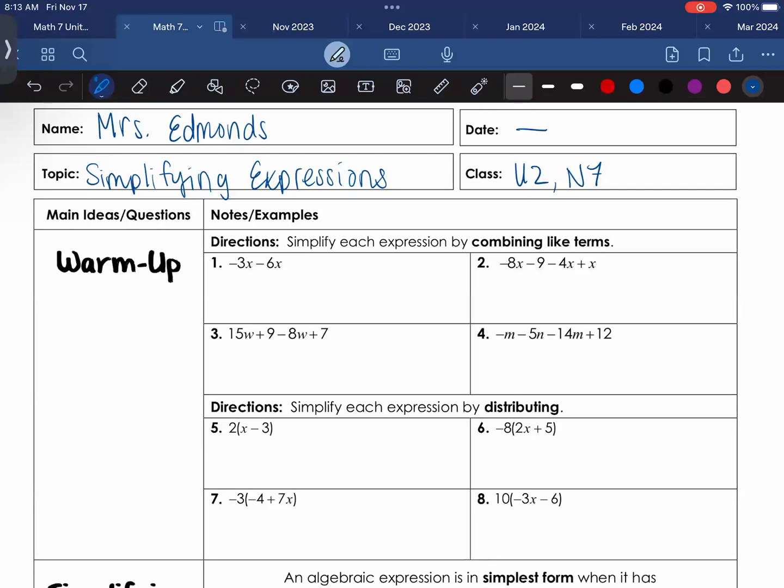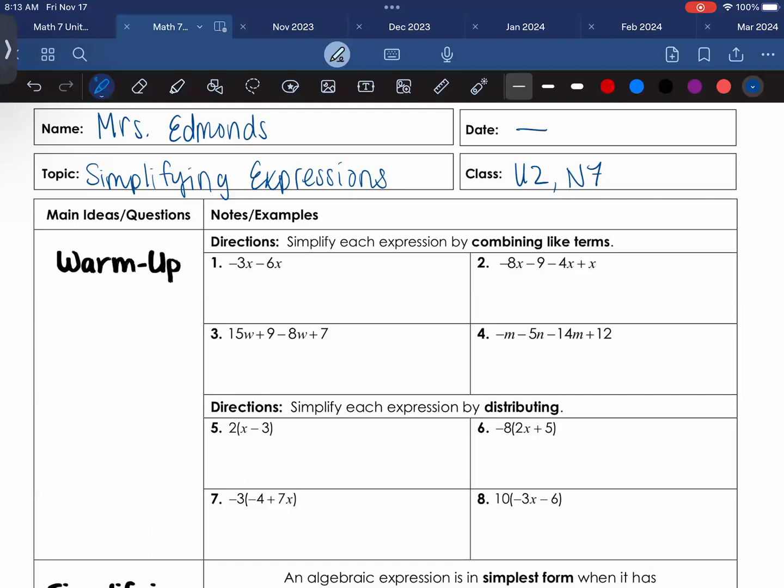All right, we are going to go over simplifying expressions. This is Unit 2, Note 7. At this point, we have already learned how to combine like terms, and we've already learned how to distribute. Now we're going to put them both together so that we can simplify expressions to the simplest form that they can get into. So let's just start with the warm-up.